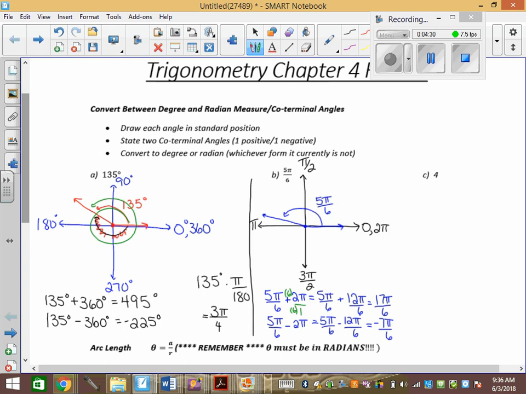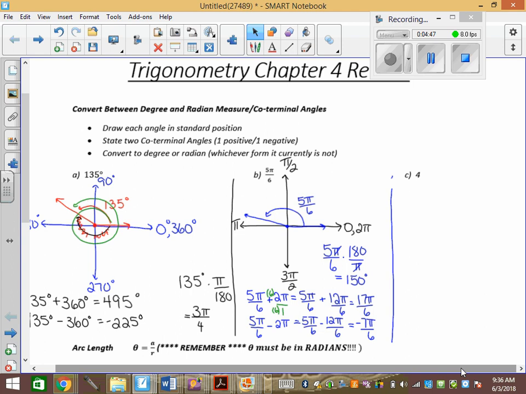And then it's in radians, we want to convert to degrees. So degrees to radians, pi on top. The radians to degrees, pi on bottom. You get 150 degrees. Now, 4 is radian. And the only reason why we know that 4 is a radian measure is because it doesn't have a degree symbol.